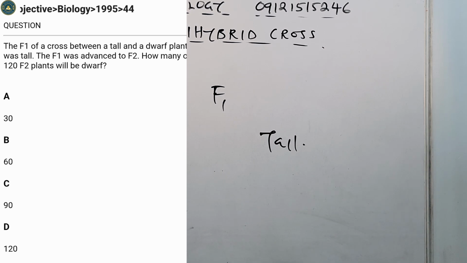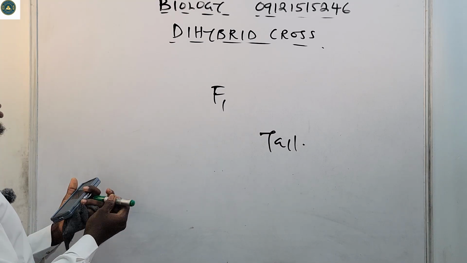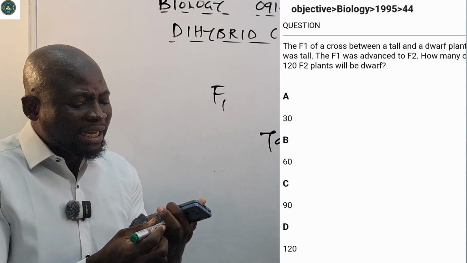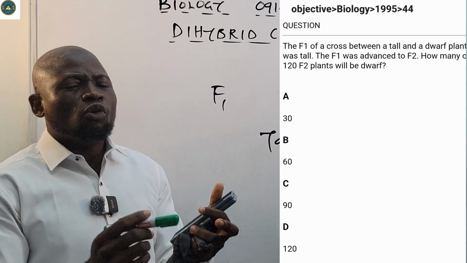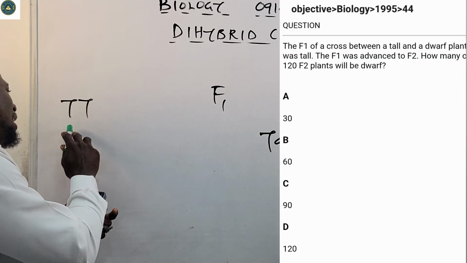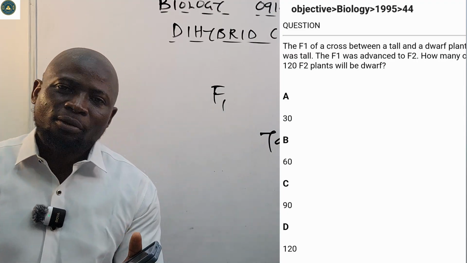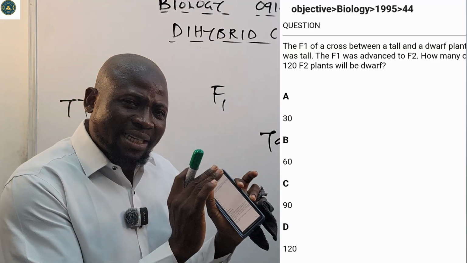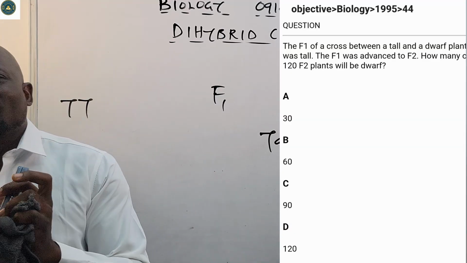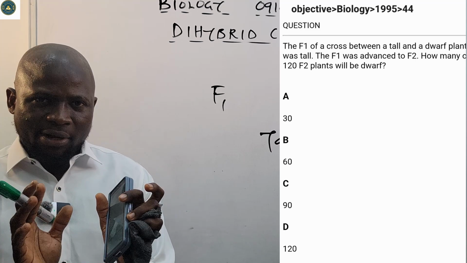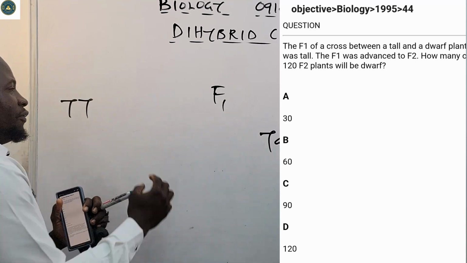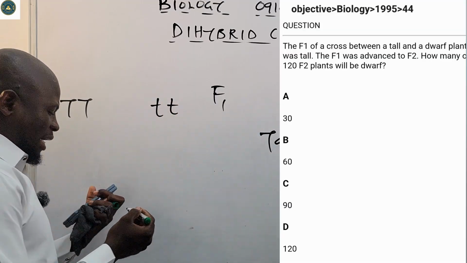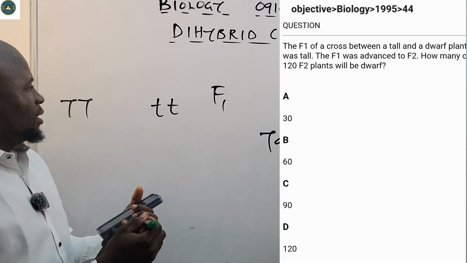From the beginning, the question says a cross between a tall and a dwarf plant. If the question does not tell you heterozygous or homozygous, assume homozygous. So the tall plant is homozygous tall, and the dwarf plant is homozygous dwarf. That means the genotype for the tall plant will be TT, while the genotype for the dwarf plant will be tt.